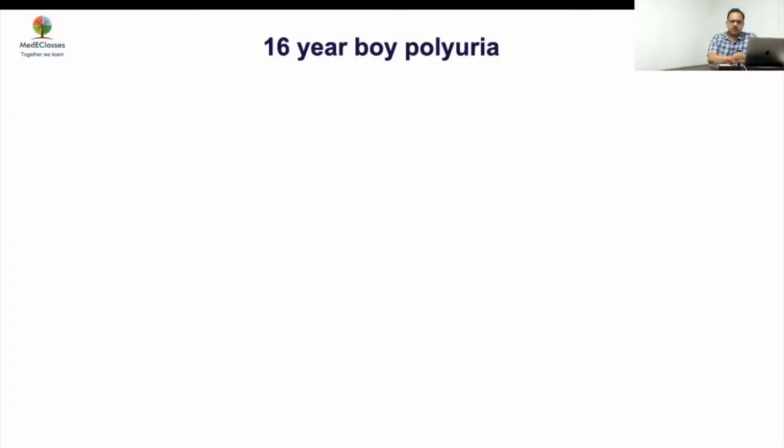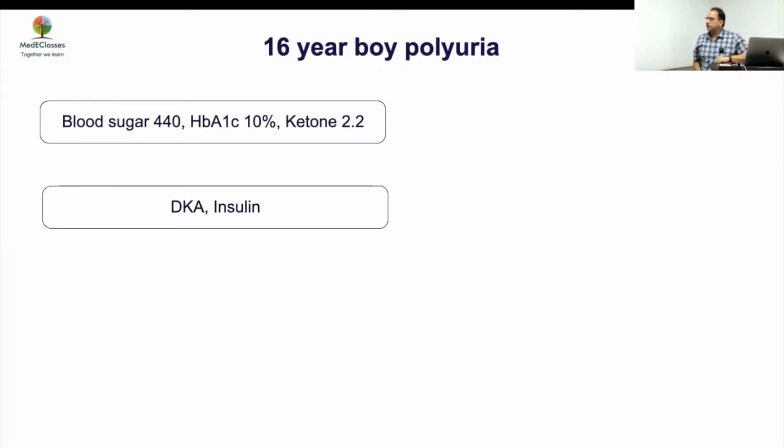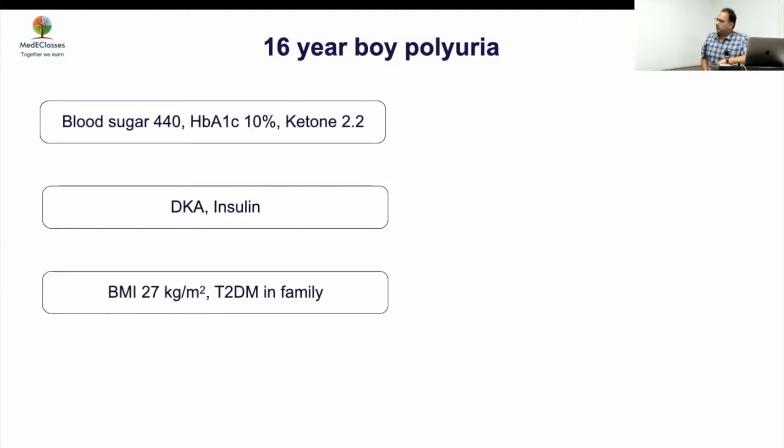So, case one: a 16-year-old boy with polyuria, blood sugar was 440, HbA1c was pretty high, and he was mildly ketotic. There was no DKA per se, but there was ketosis. He was started on insulin therapy. BMI was 27 and there was a strong family history of type 2 diabetes. Now, Sayan, what do you think? Is this type 1 or type 2?